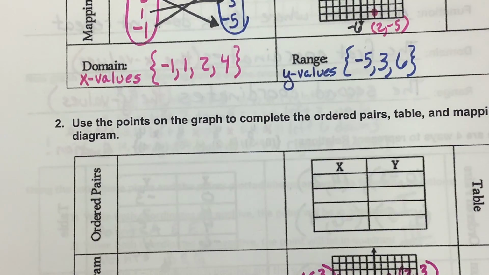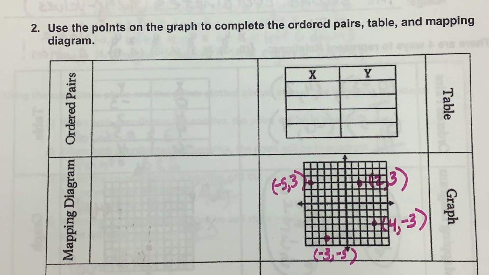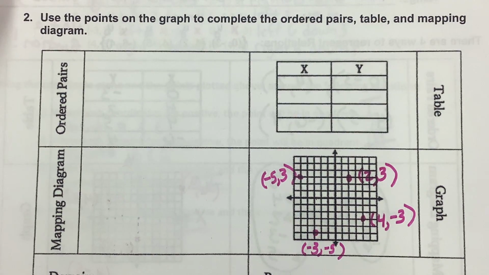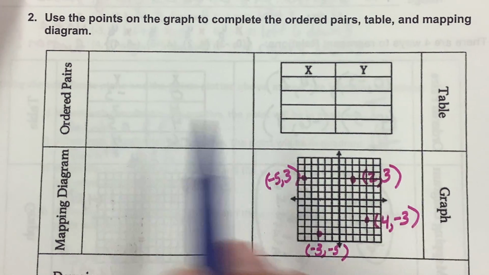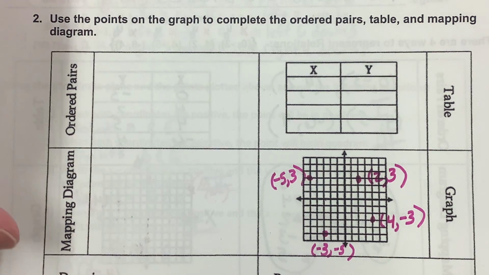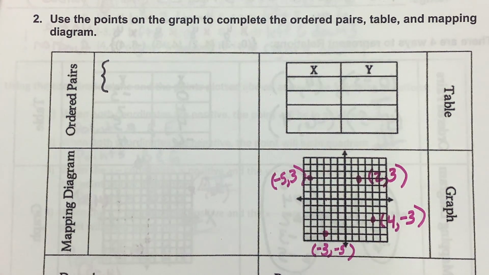So down here, it says use the points on the graph to complete the ordered pairs, and there were no points on the graph. So what I did was I put points on the graph, and here they are. I'm going to take all of those points and list the ordered pairs, and then do the domain and range. So let's take a look at the points first. It doesn't matter what order I write them in at all. I need a curly bracket because it's a set of ordered pairs.